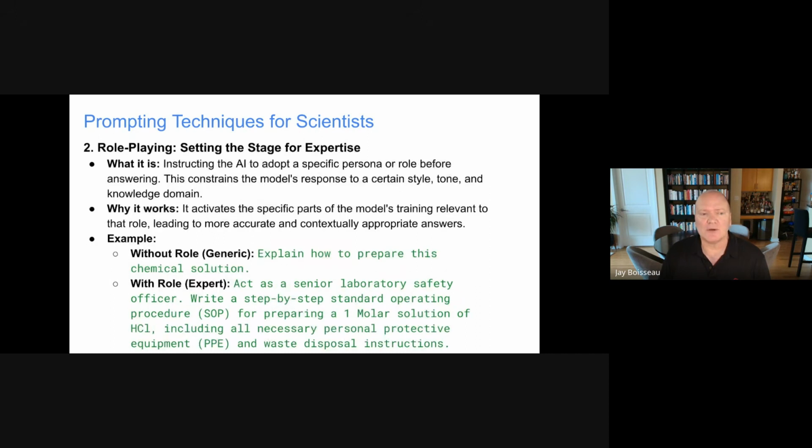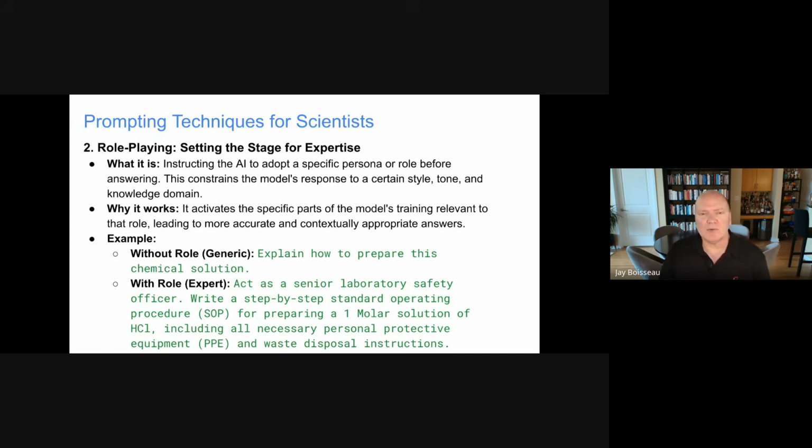In that second example of zero-shot prompting, number 2 is role-playing, setting the stage for expertise. The examples here are "explain how to prepare this chemical solution" or giving it a role: "Act as a senior laboratory safety officer. Write a step-by-step standard operating procedure for preparing 1 molar solution of HCl." You can see the rest of the prompt on this slide. The more you tell it to be an expert and the more expert guidance you give it, the more the prompt will tickle all of the parts of the trained model that relate to expertise and give you more expert output.